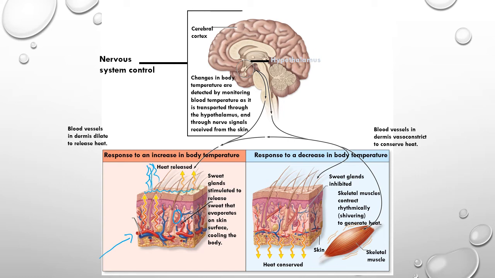But if we're too cold, now we're going to pull those blood vessels in. We go from a dilated blood vessel to a constricted blood vessel, and we've pulled that blood deeper into the body. As the blood comes deeper into the body, that conserves heat. We radiate less heat out. We're definitely not sweating anymore, so we're not going to be evaporating as much fluid either.